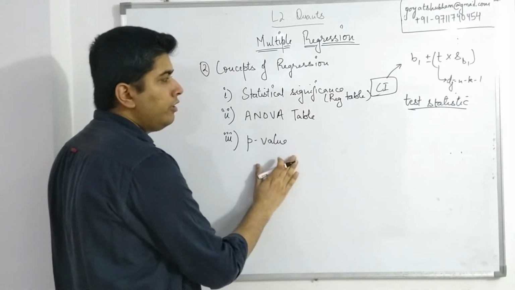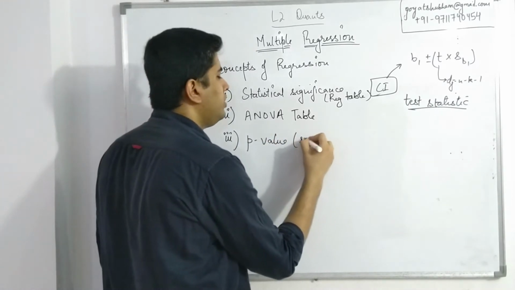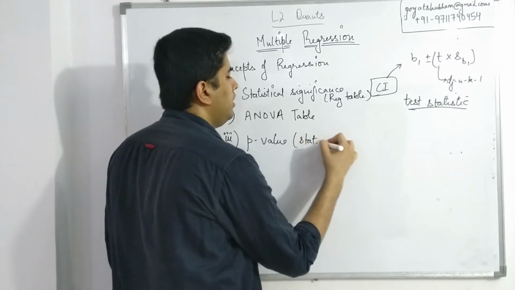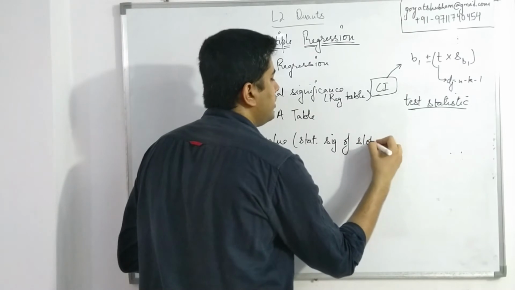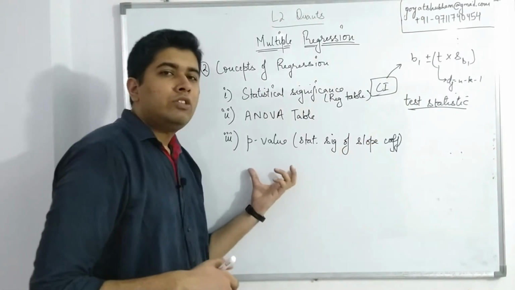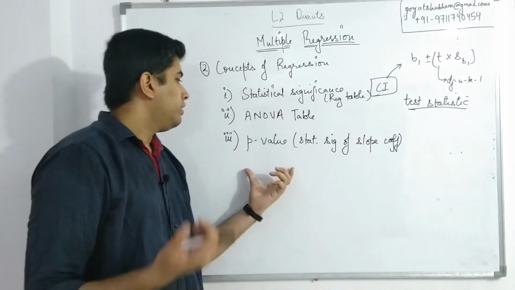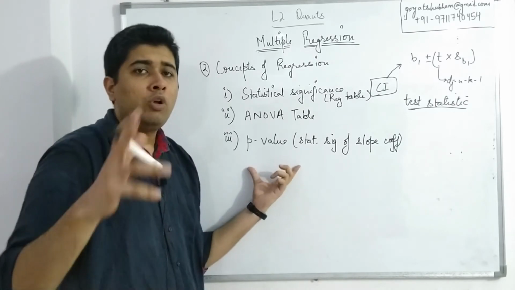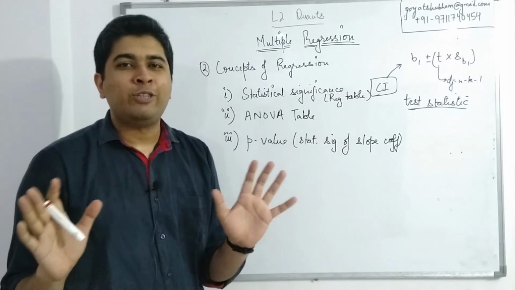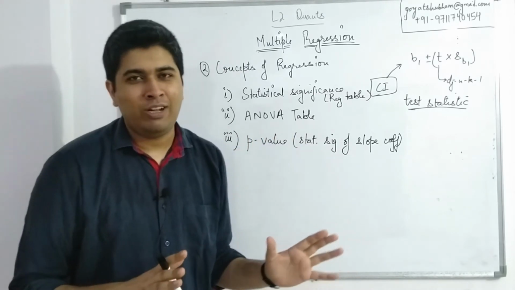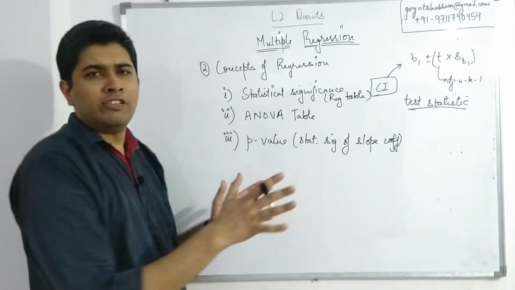Now, this p-value is also used to check the statistical significance of the slope coefficient. Now, p-value is not a new concept outright. We didn't discuss it in linear regression, but you've already covered it in Level 1. But then again, I understand a lot of students don't remember what they covered in Level 1. So we'll cover it as if it's a new concept itself.